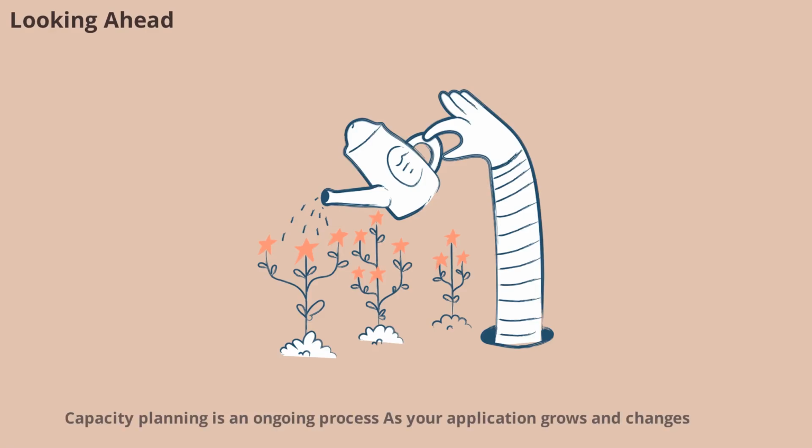Capacity planning is an ongoing process. As your application grows and changes, you'll need to revisit your estimates and adjust your resources. By staying proactive and flexible, you can ensure your system is always ready for whatever comes next. In the next video, we'll explore auto-scaling in more detail and see how it helps applications adapt to changing traffic in real time. With the right planning, your application can stay fast, reliable, and efficient, no matter how big it gets.